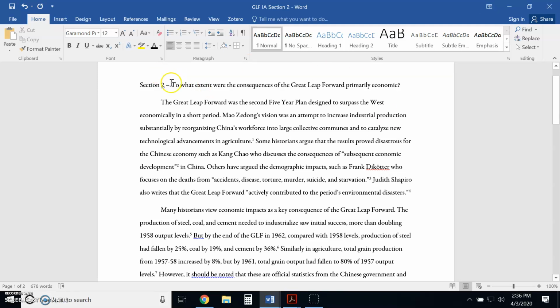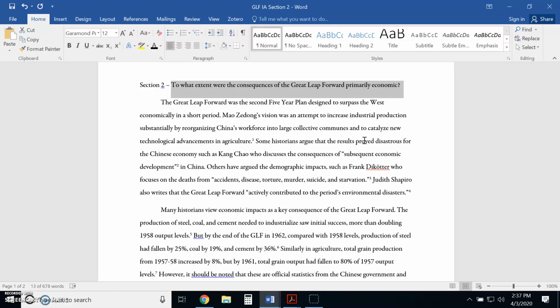The question that I am going with is, to what extent were the consequences of the Great Leap Forward primarily economic? We are going to be covering this topic next year when you guys are seniors. Super duper like 20-second overview: the Great Leap Forward was an economic plan put forward by the dictator of China, Mao Zedong, and it had some pretty disastrous consequences. About 45 million people died of starvation over a period of 4 years, from 1958 to 1962.